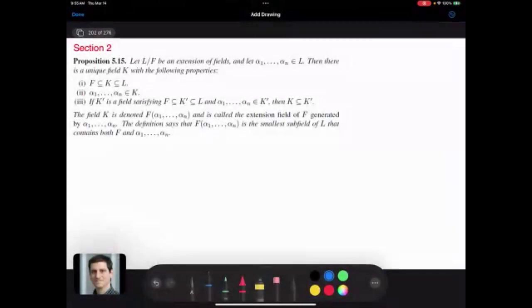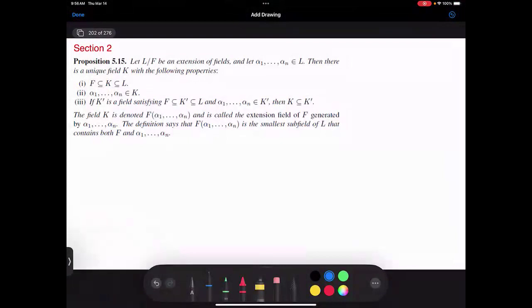So in the previous section, we covered some calculations. We tried to figure out how you would find the inverse of something of the form a plus b root 2 plus c root 3 plus d square root of 6. And I strongly urge you to go through and see how we would do calculations like that.